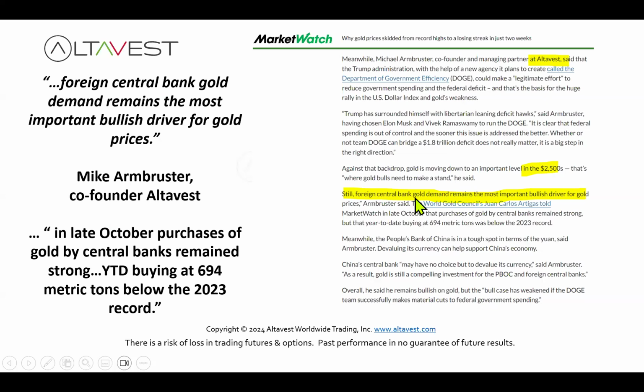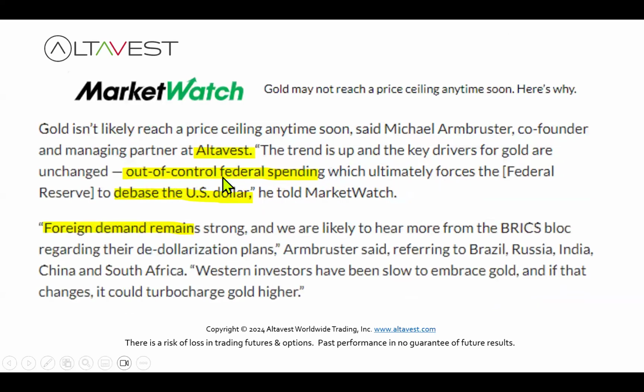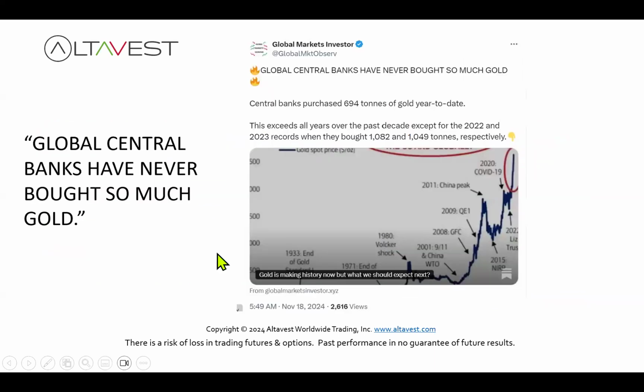Foreign central bank gold demand remains the most important bullish driver for gold, and gold may not reach a price ceiling anytime soon. Out-of-control federal spending, debasing the US dollar, and foreign demand remain strong. So that's from our business partner here, Mike, co-founder of Altivest. Central banks have never bought so much gold.